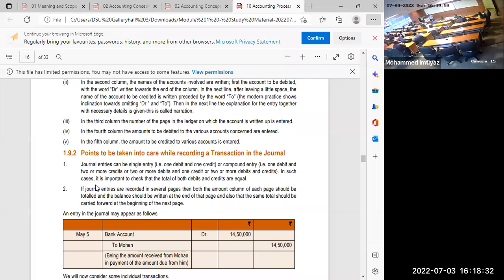One second. Yeah. Answer for that: narration. Being goods purchased from enterprises.